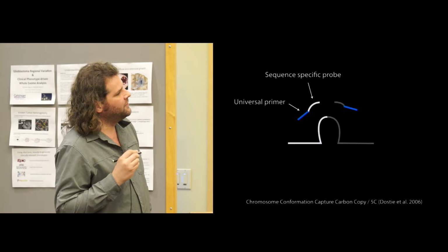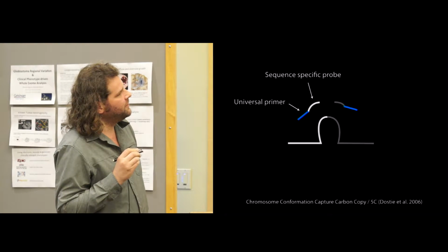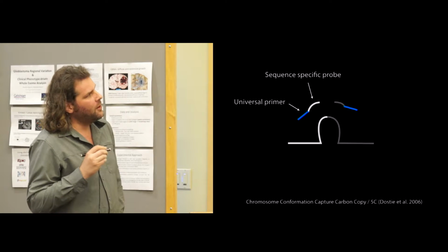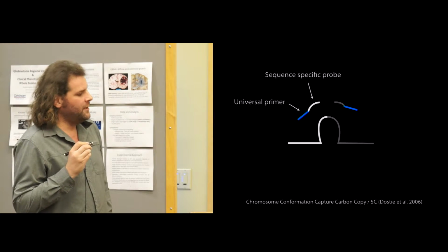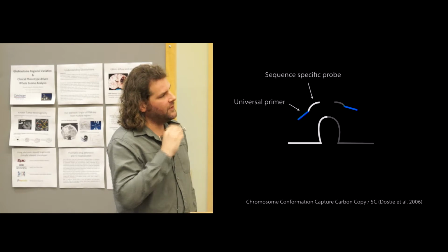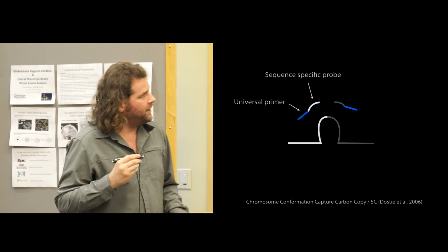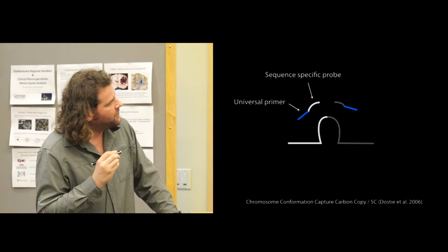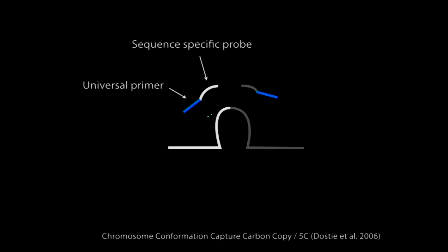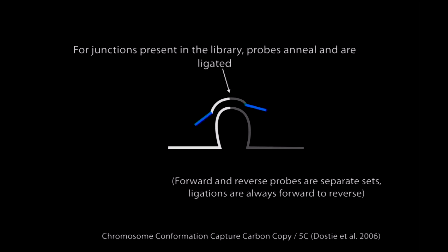And so here, this is how this works. Basically we have our 3C library, just like before. But what we do is we design probes for all of the regions that we want to interrogate. What we have here is a probe that's complementary to one side of an interaction we want to interrogate, another probe that's complementary to the other, and then universal primers. And so this uses something called ligation-mediated amplification. So what's going to happen is if in your 3C library you have lots of this product, then this is going to amplify.